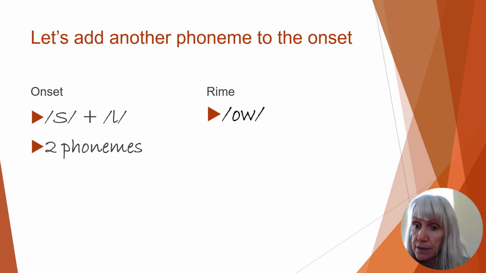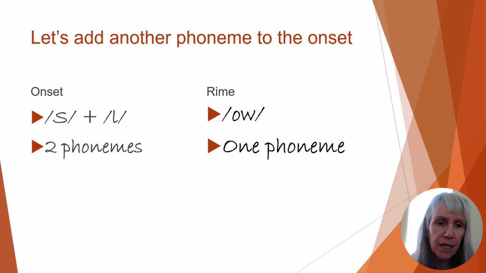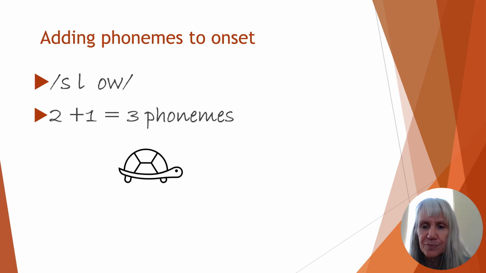If it's spelled correctly, it means that I went back and changed it. If it's still spelled incorrectly, it means that I haven't. But it should be two phonemes for the onset now, because we have this and the L. We have two phonetic symbols up there. And we have one phoneme for the O sound. So let's see what we got here. We have adding phonemes to the onset. We had the S, we added the L, and we had the O. So now we have slow. Two plus one equals three phonemes. So that's why you see the turtle there. Slow.